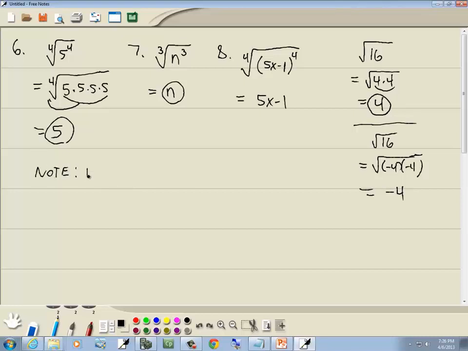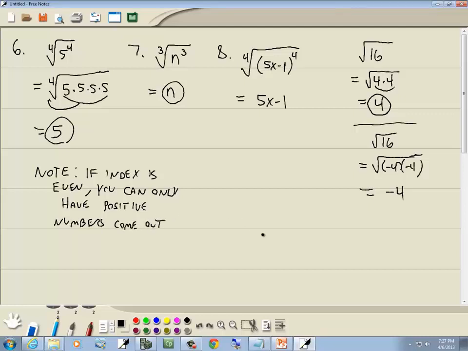It says, if your index is even, you can only have positive numbers come out. So if your index is even, you can only have positive numbers come out. That's why our answer here is 4 and not negative 4. Well, how does that deal with this problem? Well, our index is even, which says that you can only have positive numbers come out.